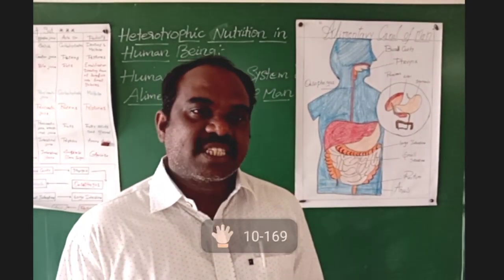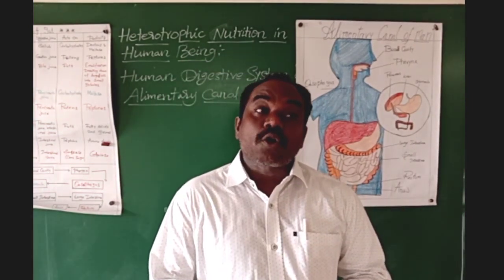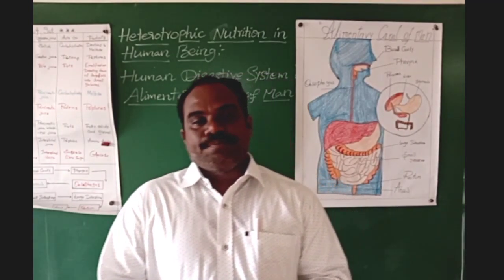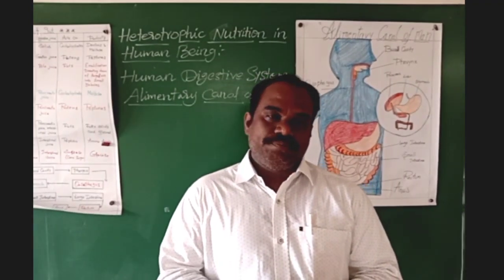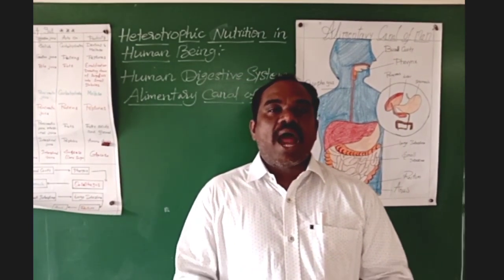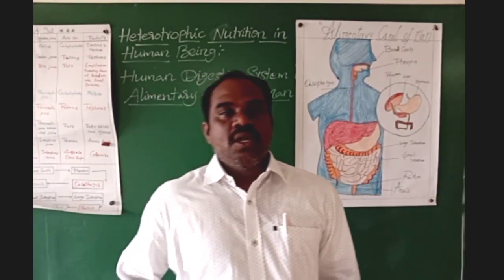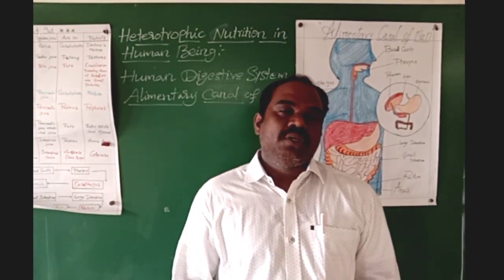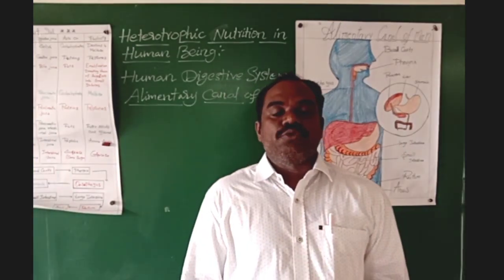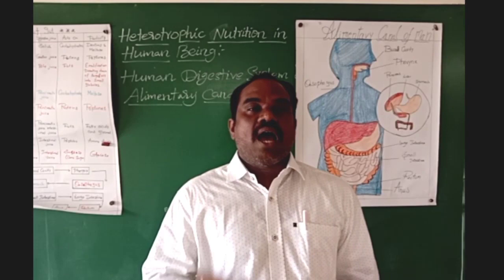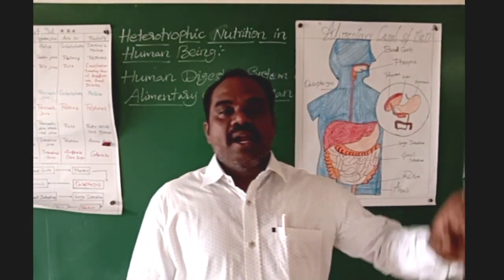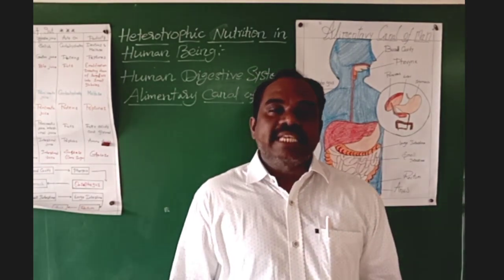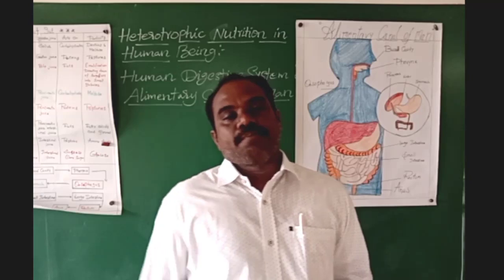The previous class explained the types of heterotrophic nutrition. What are the types of heterotrophic nutrition? Saprophytic nutrition, parasitic nutrition, and holozoic nutrition. We already explained saprophytic nutrition. What is meant by saprophytic nutrition? The organisms obtain the nutrients from dead and decaying bodies. Examples: bread mold, yeast, etc.